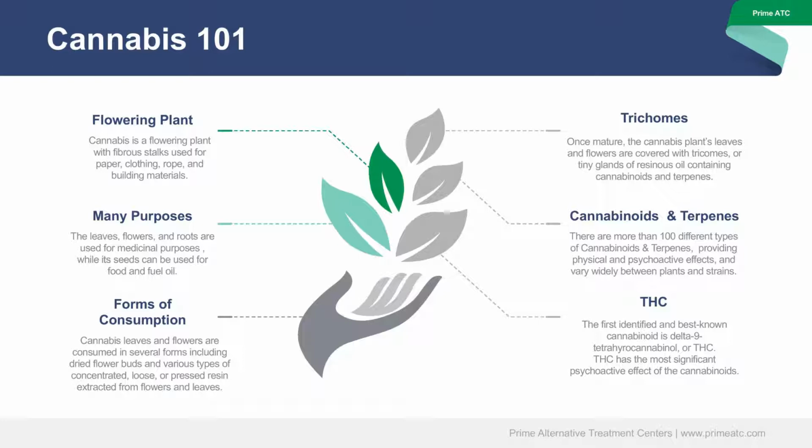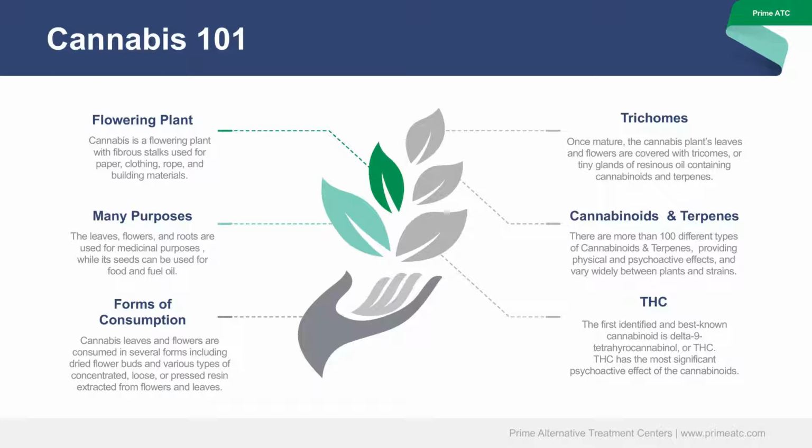Cannabis leaves and flowers are consumed in several forms medicinally. The dried flower buds, as well as various types of concentrated, loose, or pressed resin extracted from the flowers or leaves through a variety of methods. Once mature, the plant's leaves and flowers are covered with trichomes, which are tiny glands of resinous oil, which contain the active ingredient known as cannabinoids and terpenes. These compounds provide the physical and psychoactive effects.